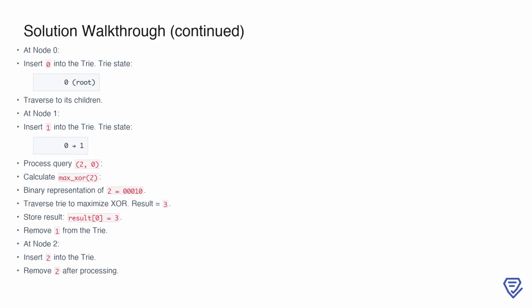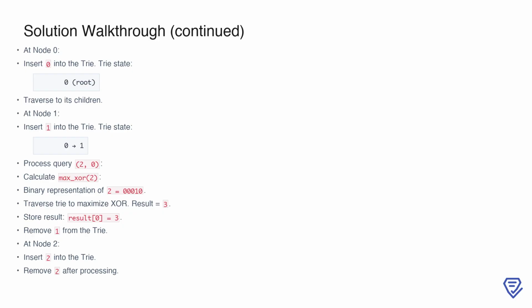Next, we traverse to its children. At node 1, we insert the value 1 into the tree, updating its state to represent the path from 0 to 1. Now, we process the query 2, 0, which asks for the maximum XOR of the number 2 with the values in the ancestry of node 1.